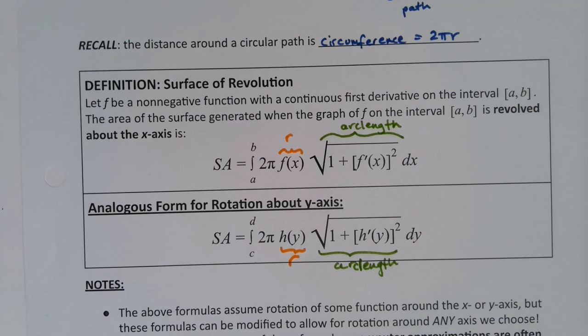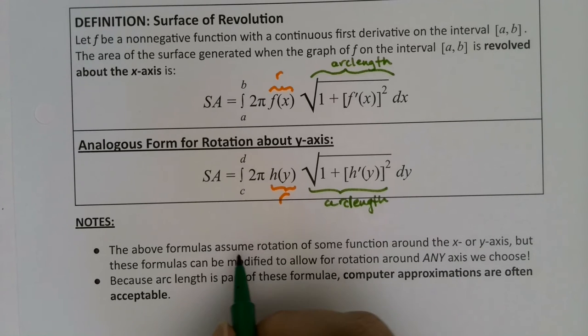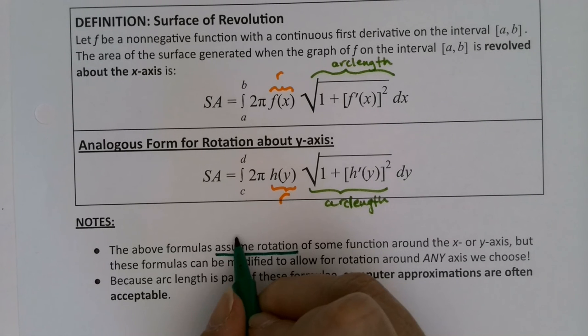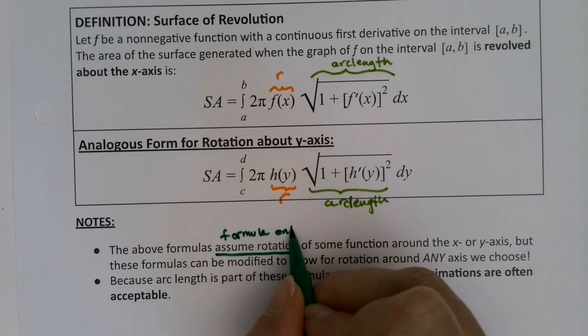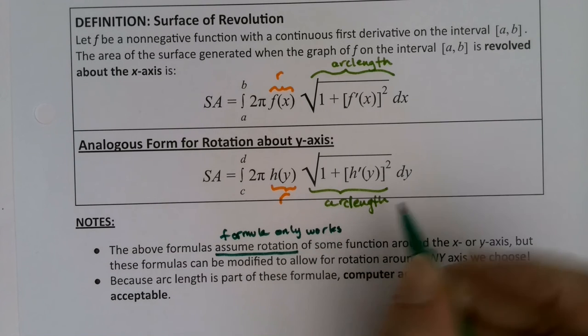Now, the above formula assumes rotation, right? We're assuming this is not for non-rotational objects. The only thing we know how to do with non-rotational objects is to find their volume if they have consistent cross sections with the general slicing method. That's it. So we're assuming rotation of some kind. So the formula only works for rotational objects, but that's all we're going to be working with anyway, at least in this class.